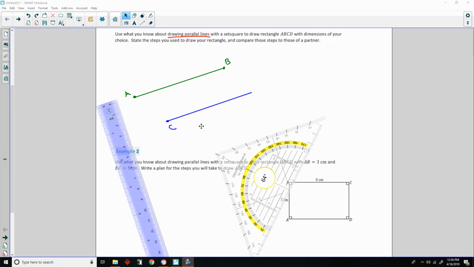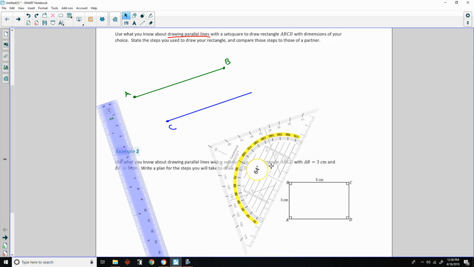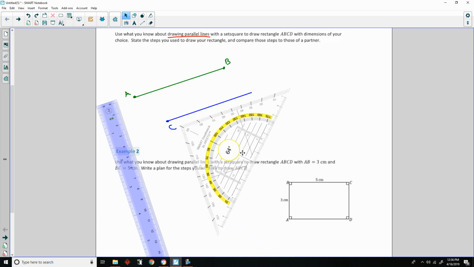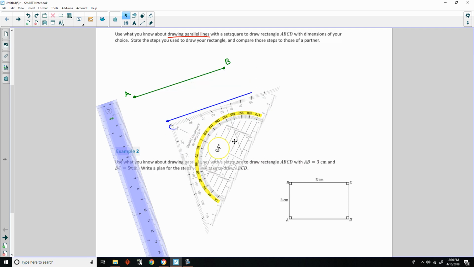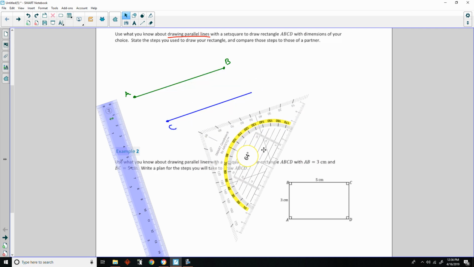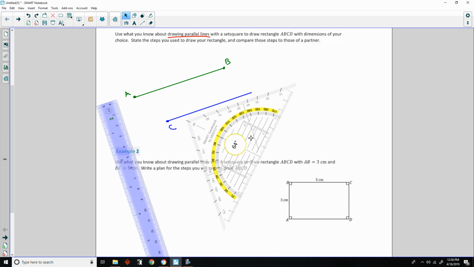Okay, so now that I have two parallel lines, now I want to draw a rectangle. So I know that a rectangle has four sides, where opposite sides are congruent and opposite sides are parallel. So I have two sides now, the green side and the blue side. They're parallel. I just have to find a location where they're equal in length.